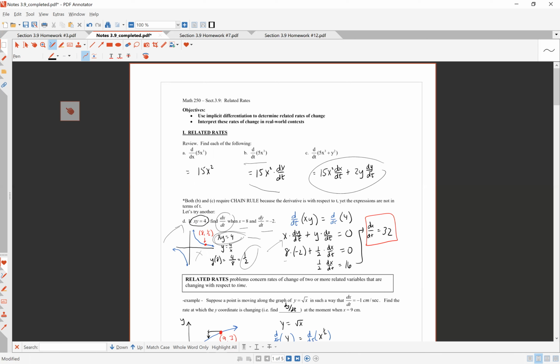Okay, so we use the chain rule, and we know that x is 8. When x is 8, we know y is 1/2. And we're given that dy/dt is -2. Now solve for dx/dt. You have these 4 variables here, x, dy/dt, y, dx/dt. The only one that's unknown is dx/dt at this point. So now just like solving an equation, we get dx/dt is 32, which kind of makes sense physically.